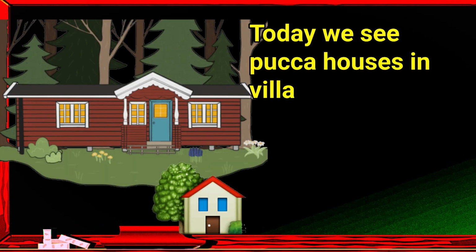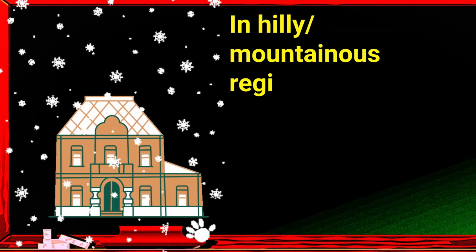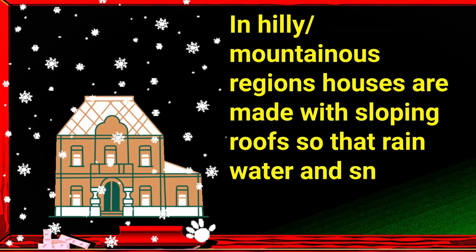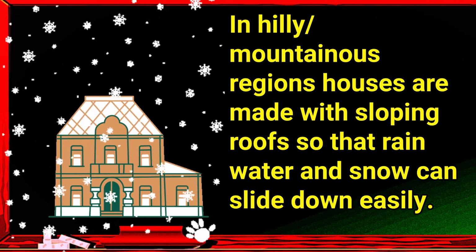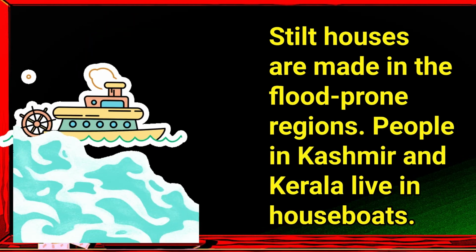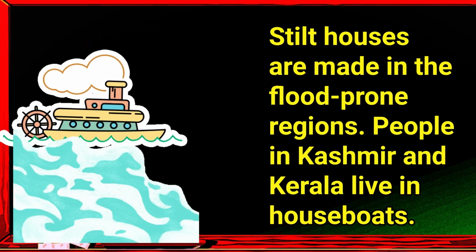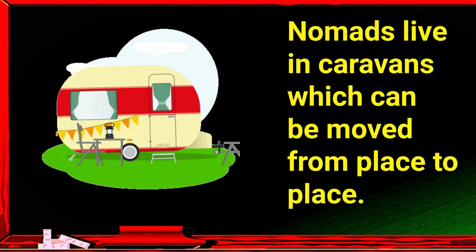Today we see pakka houses in villages. These houses are made of bricks, marbles, stone, cement and timber. In hilly, mountainous regions, houses are made with sloping roofs so that rain, water and snow can slide down easily. Stilt houses are made in the flood-prone regions. People in Kashmir and Kerala live in houseboats. Nomads live in caravans which can be moved from place to place.